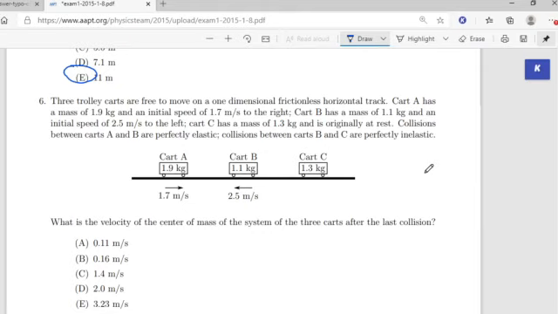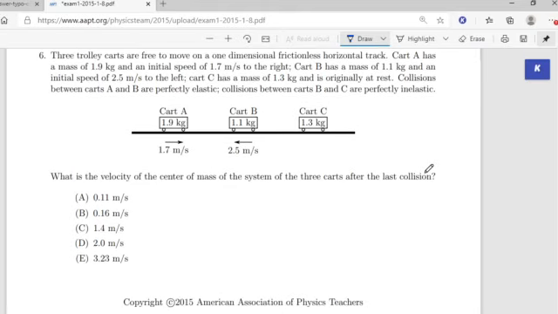Okay. Three trolley cars are free to move on a one-dimensional frictionless horizontal track. Car A has a mass of 1.9 kilograms and an initial speed of 1.7 meters per second to the right. I'm not going to spend time reading it, so I'm just going to highlight all the important stuff. And 1.3 kilograms originally at rest. What is the velocity of the center of mass of the system of 3 cars after the last collision?